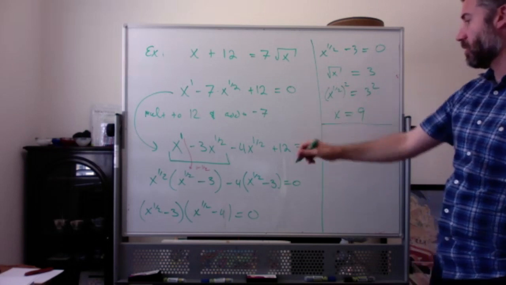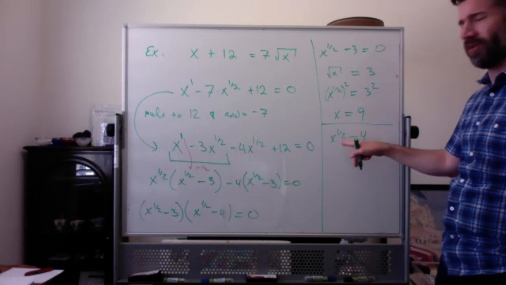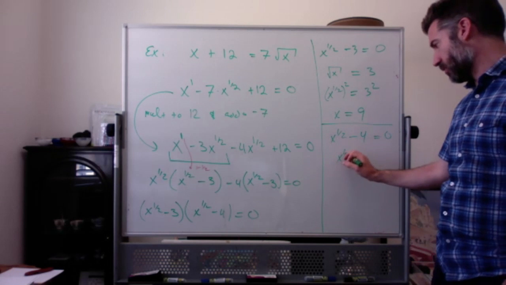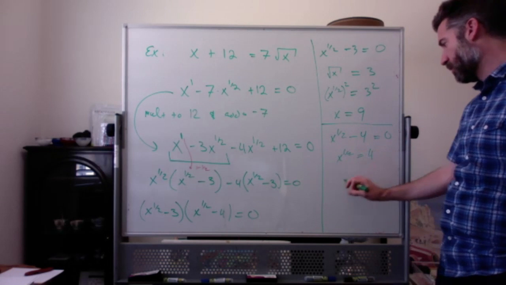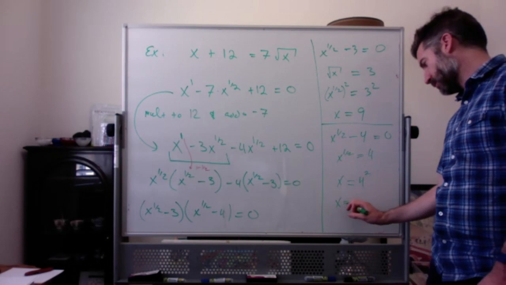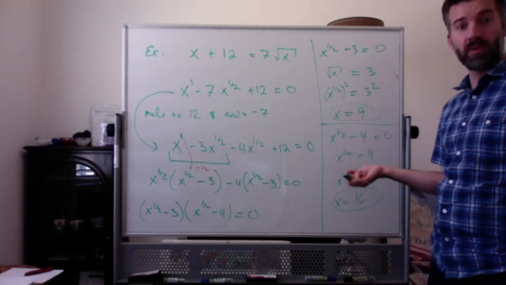And then same deal, x to the 1/2 minus 4 equals 0. X to the 1/2 equals 4. X equals 4 squared. X equals 16. Those would be my two solutions.